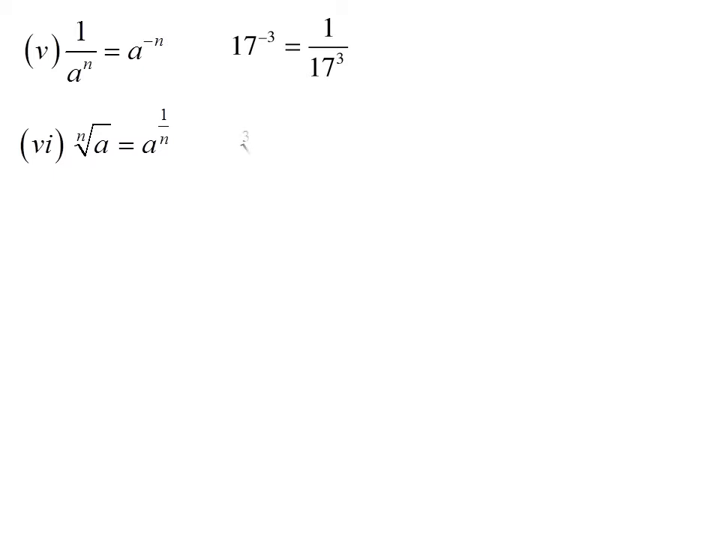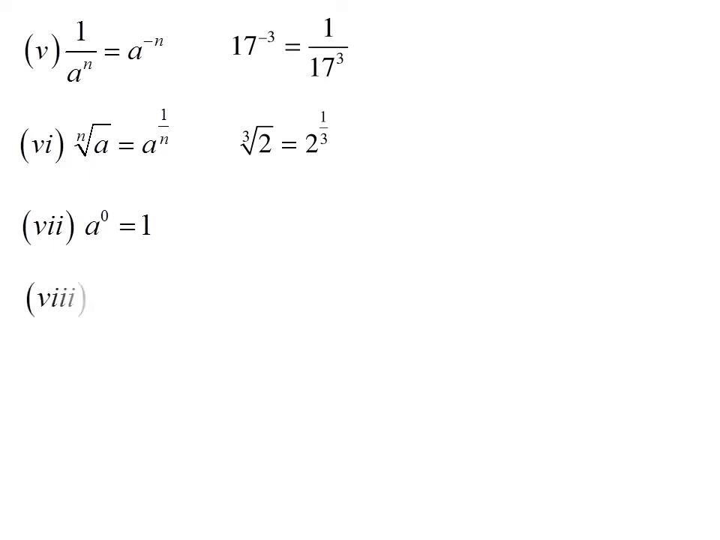So here is an example. If I have to write cube root of 2, it can be written as 2 to the power 1 by 3. If we have to write fourth root of 2, it can be written as 2 to the power 1 by 4. The next one: if any number a has power 0, then the answer will always be 1.